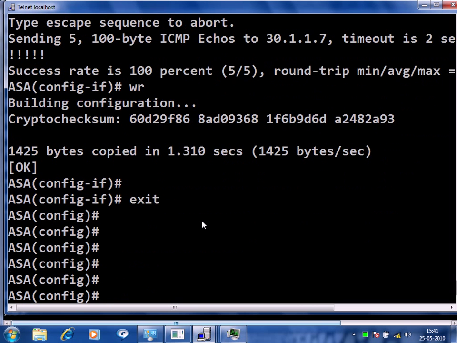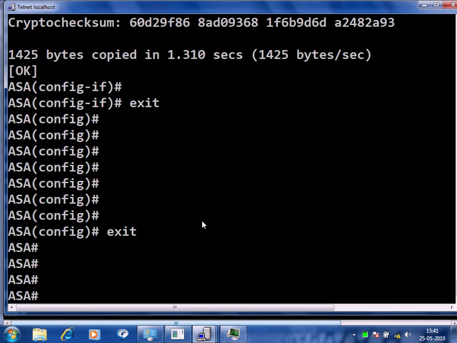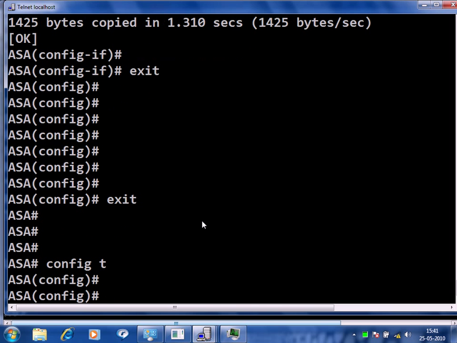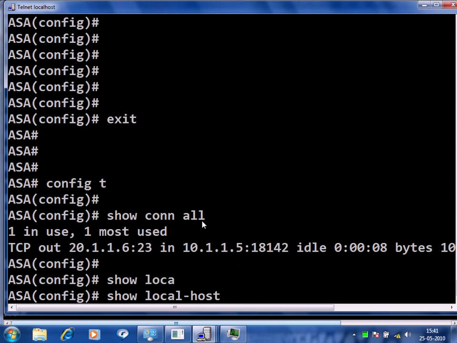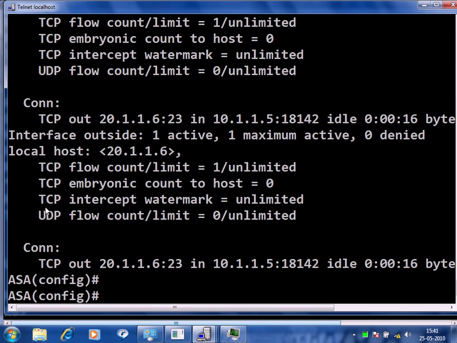This is the ASA, right? How do we see the number of open connections passing through the ASA? Two commands: show conn all, and another command, show conn all detail, which gives the same thing in detail. It will show you all these things.